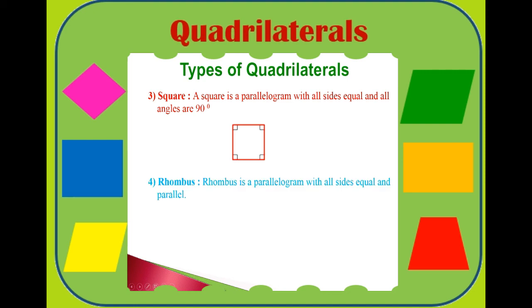Rhombus. A rhombus is a parallelogram with all sides equal and parallel. In a rhombus, all the sides are equal and parallel. This is an example of a rhombus. All its sides are equal and they are parallel to each other also.